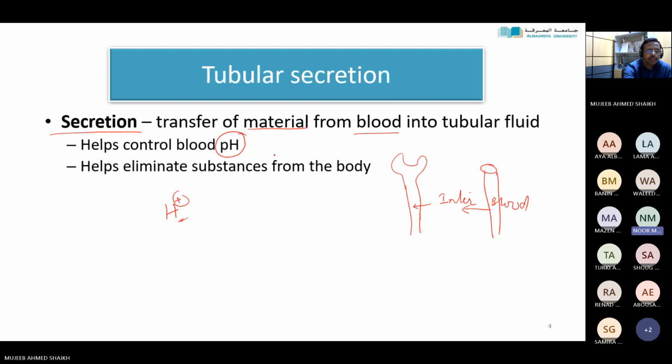7.35 to 7.45. The pH of the blood is 7.4, so it has to be maintained at 7.4. Also, to eliminate those substances which are not required by the body, the kidney has to secrete them. So that's why secretion is important.